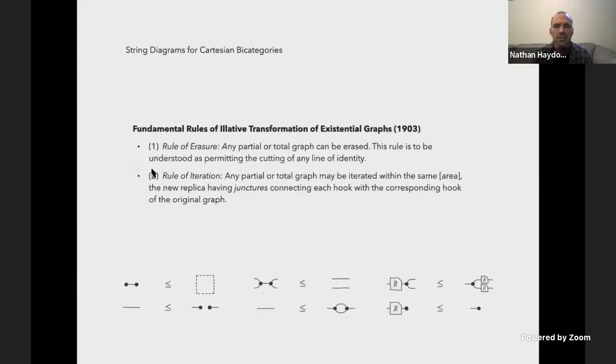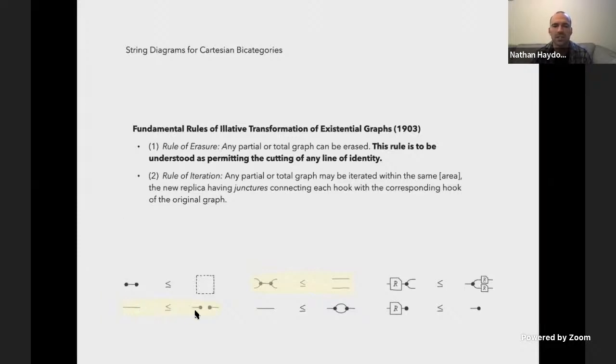And he gives natural language descriptions of these inequations for inference rules. So this is Peirce giving the fundamental rules of graphical transformations in 1903. This is the rule of erasure that I described earlier. Any partial or total graph can be erased. This is now adding lines of identity. We erase them. And he says specifically this rule is to be understood in the beta version as permitting the cutting of any line of identity.